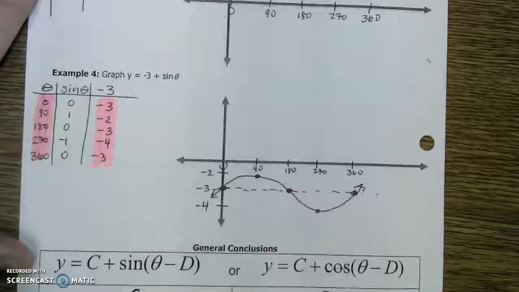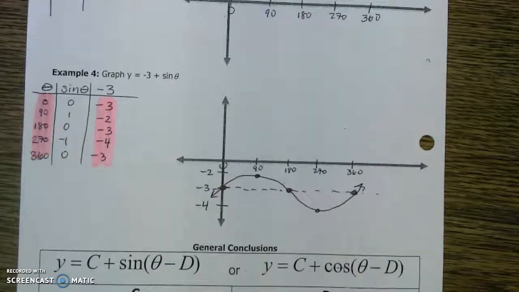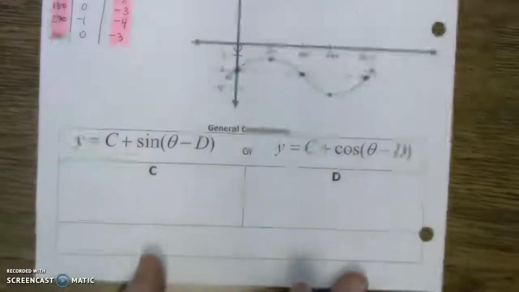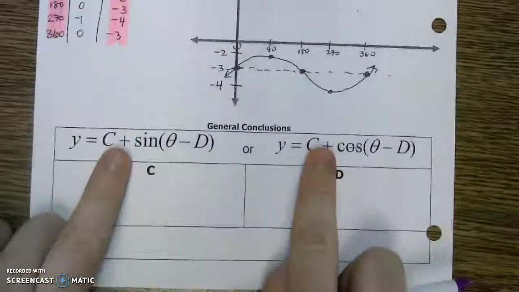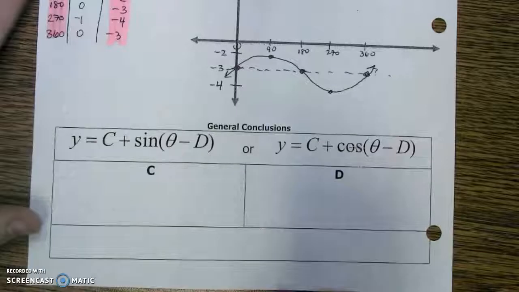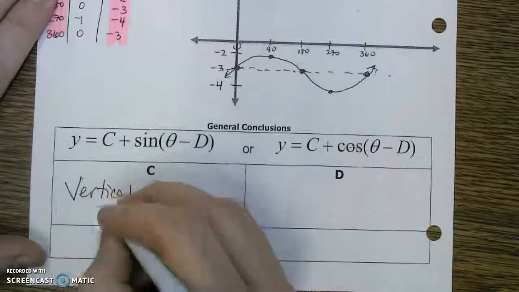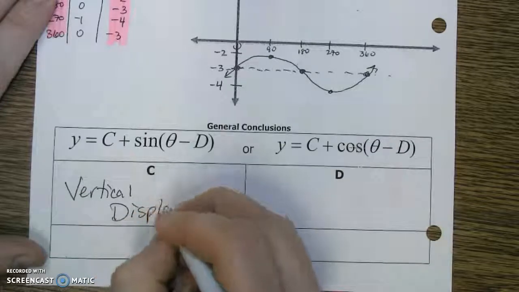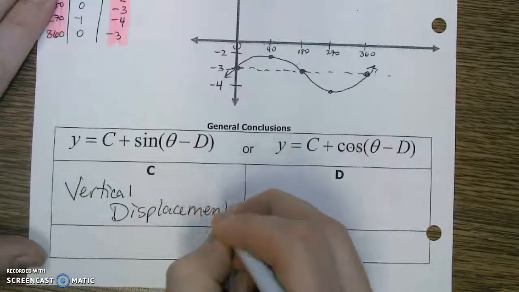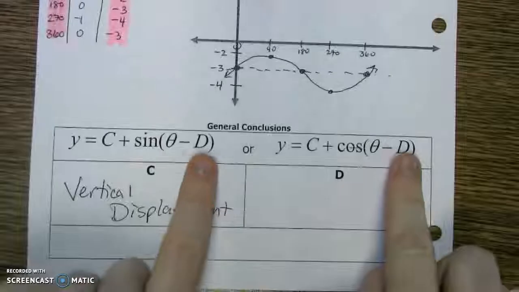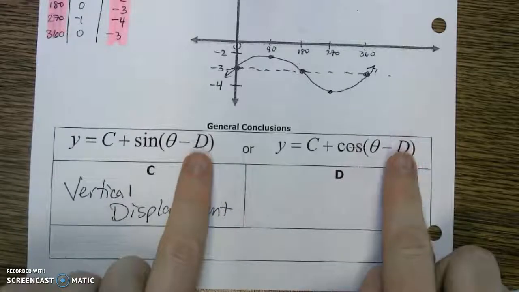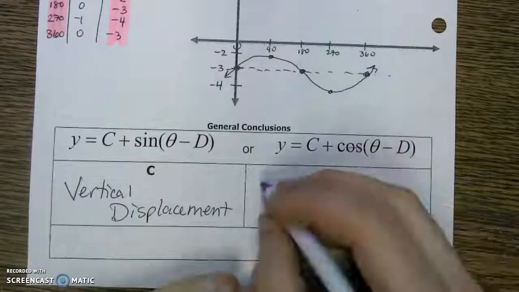And sketch your curve. So some general conclusions of what we've seen here is that when there's a number being added in front or subtracted in front, this is your vertical displacement. And when there is a number being subtracted or added inside the argument, then that is your phase displacement.